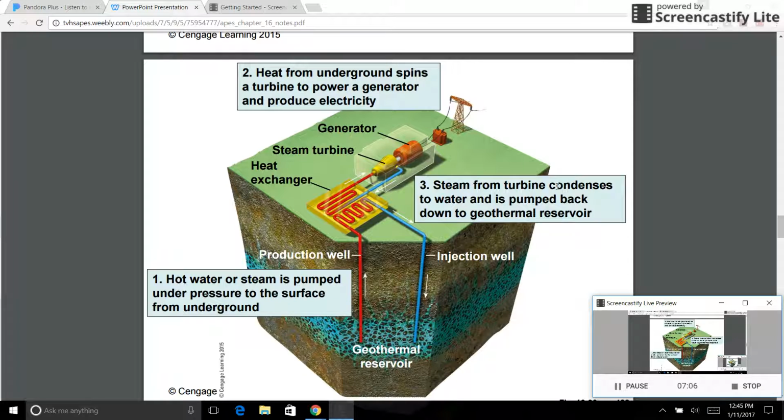The steam from the turbine condenses and is pumped back down into the geothermal reservoir. And then again, obviously, it's going to be recirculated, so to speak, from down there.